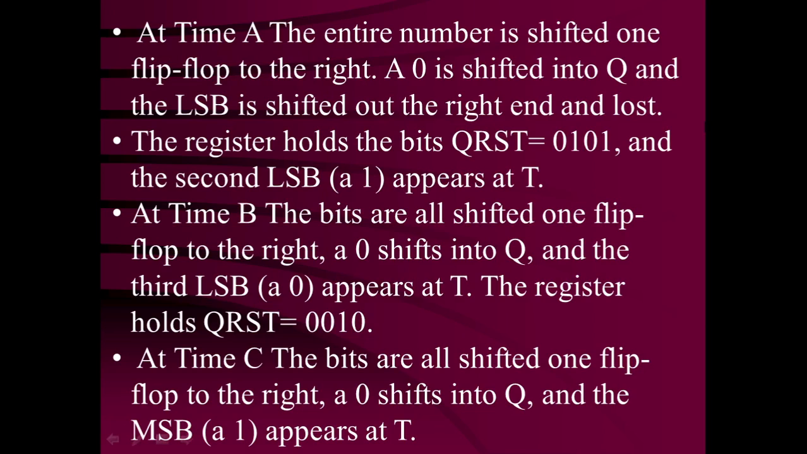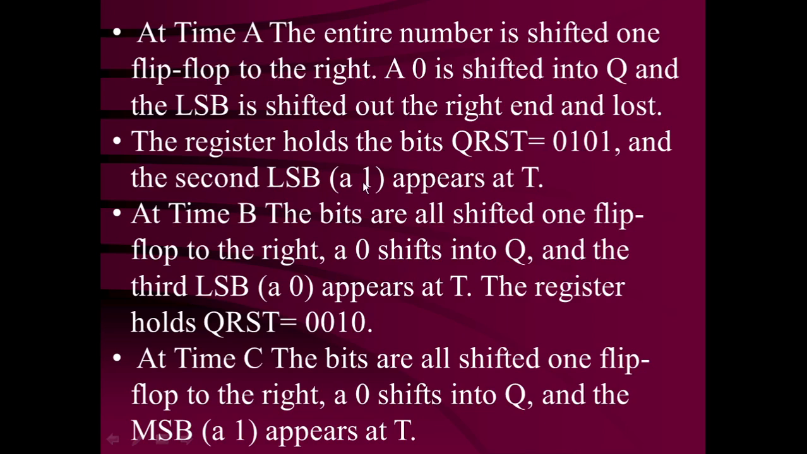At time A, the entire number is shifted one flip-flop to the right. A 0 is shifted into the Q flip-flop, and the LSB is shifted out at the right end and is lost. The register holds the bits QRST as 0101. We know that the LSB was 0, which came out from the T flip-flop and is lost, and the next LSB, which was 1, appears at that time, and the first flip-flop is entered with 0. That's why the data QRST after the first clock cycle is 0101.